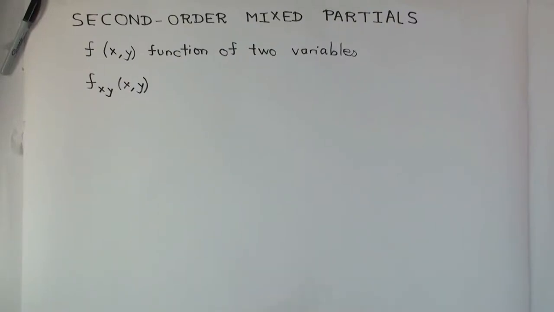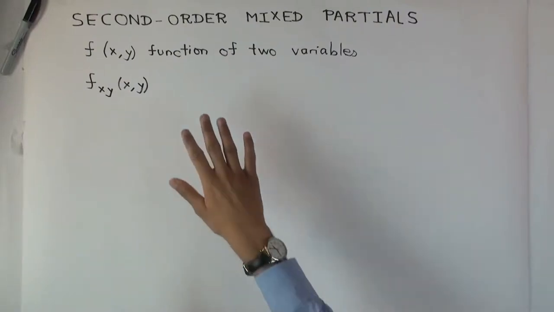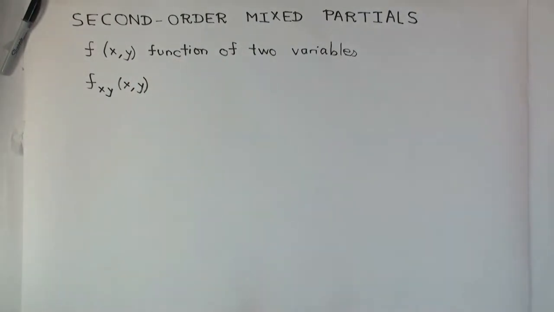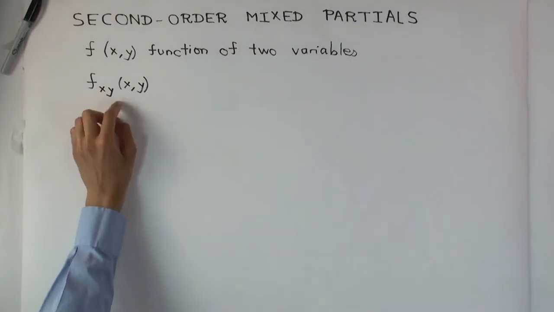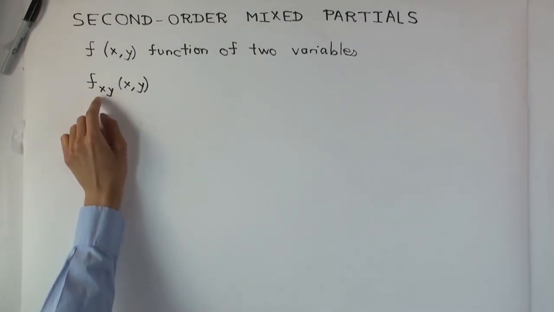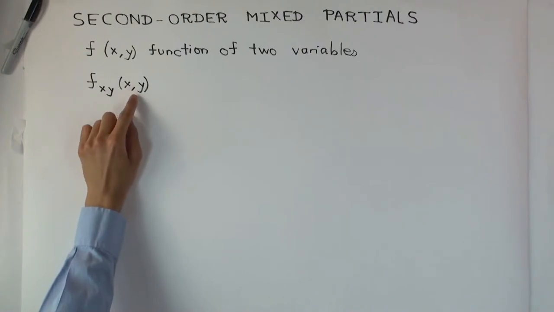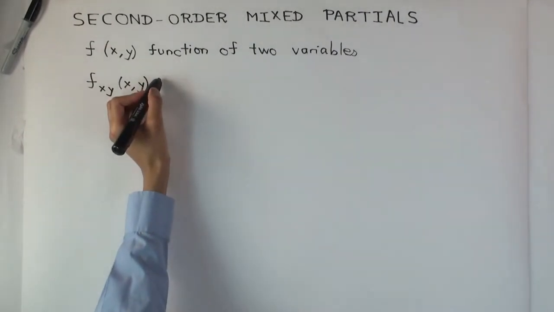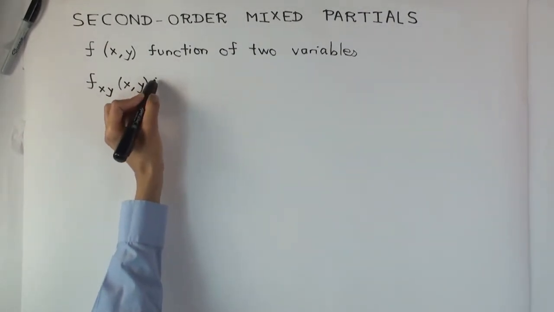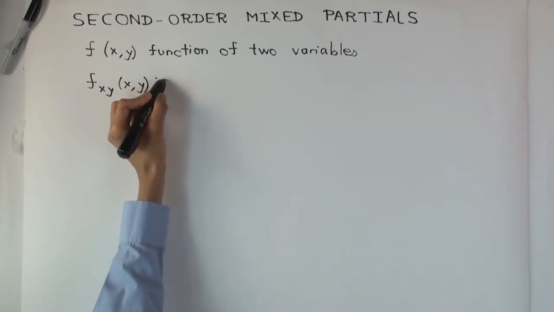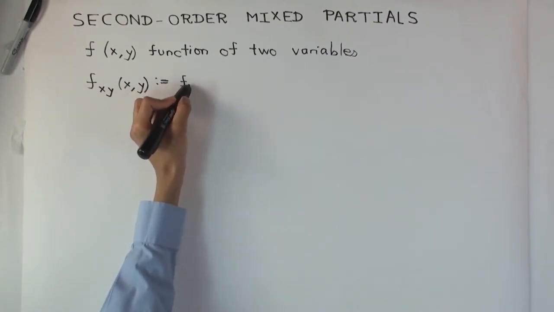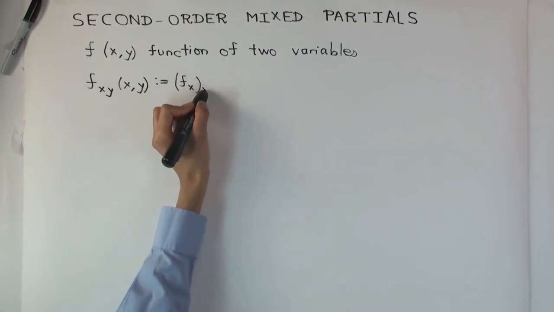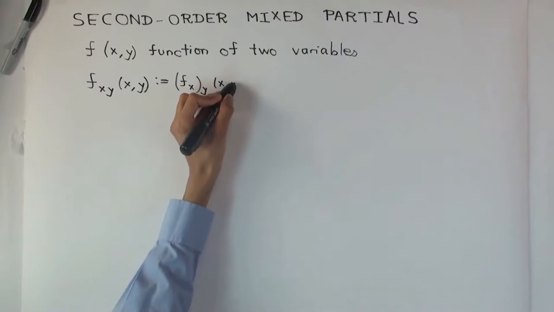Okay, so in this talk, I'm going to define the second order mixed partial, and I'm going to begin with taking a function of two variables where there's only two second order mixed partials. Now, the way it's going to work is like this. I'm going to take the notation and the definition together. So the second order mixed partial f sub xy of x comma y, this is basically defined as, so I'll use colon equal to for defined as, f sub x sub y of x comma y.